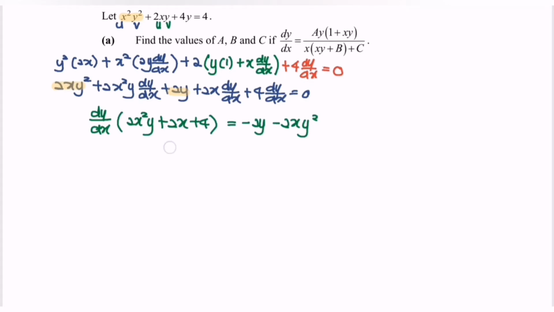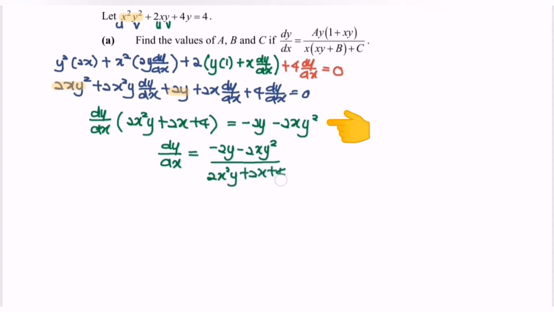So finally we have dy/dx equals negative 2y minus 2xy squared over 2x squared y plus 2x plus 4. Simplify or factorize the situation so that it matches the question.